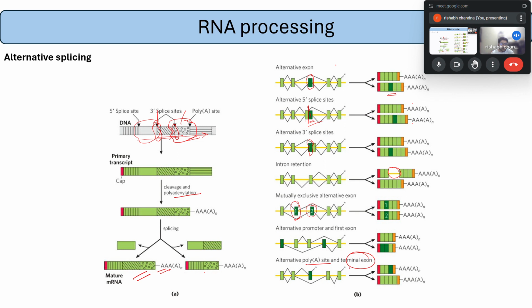So this will lead to formation of a single transcript that has a shorter size with the poly A tail, and this leads to a shorter protein. And similarly, this will have a longer size with the longer poly A tail. So these are some of the ways with which alternative splicing works.